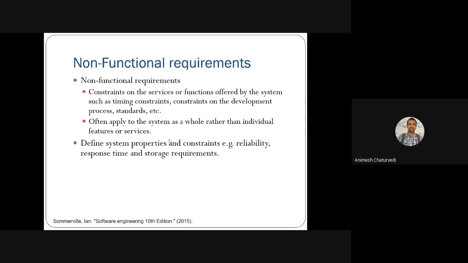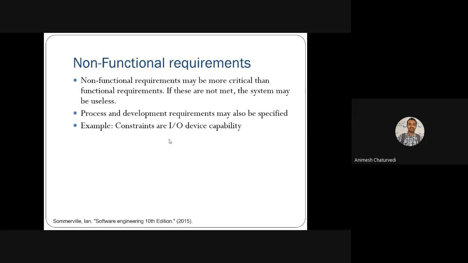Then defining the system property and constraint. What are the system properties and constraints? Examples are reliability, which needs to be defined under the non-functional requirement. The response time of the system should be mentioned under the non-functional requirement. Then storage requirements should also be measured or mentioned in the non-functional requirement.